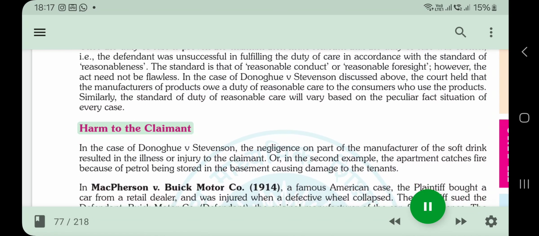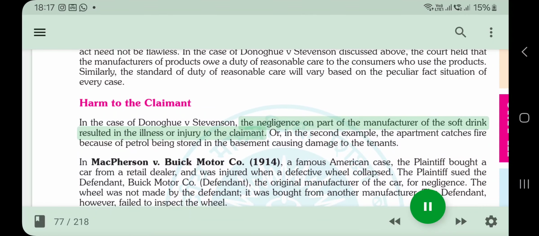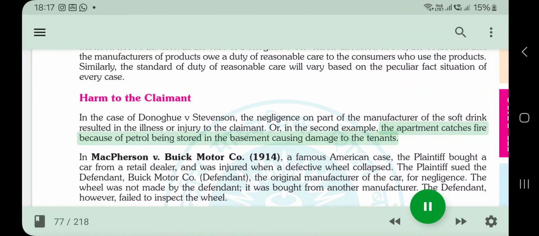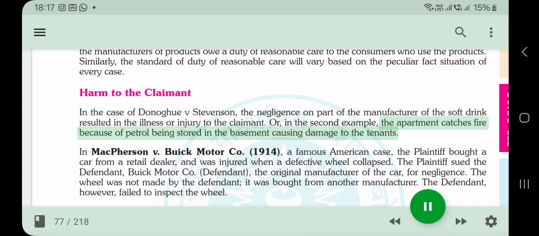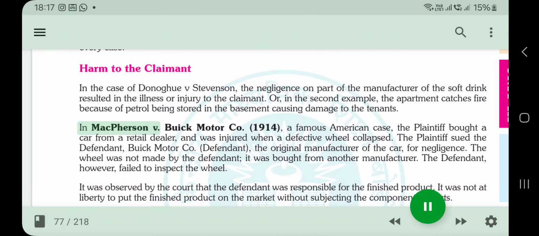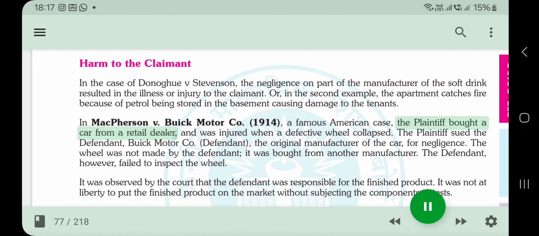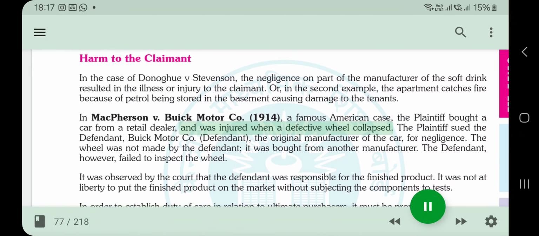Harm to the claimant. In the case of Donoghue v. Stevenson, the negligence on the part of the manufacturer of the soft drink resulted in the illness or injury to the claimant. Or, in the second example, the apartment catches fire because of petrol being stored in the basement, causing damage to the tenants. In MacPherson v. Buick Motor Company, 1914, a famous American case, the plaintiff bought a car from a retail dealer and was injured when a defective wheel collapsed.